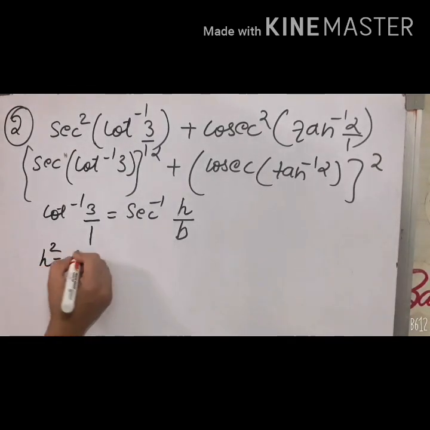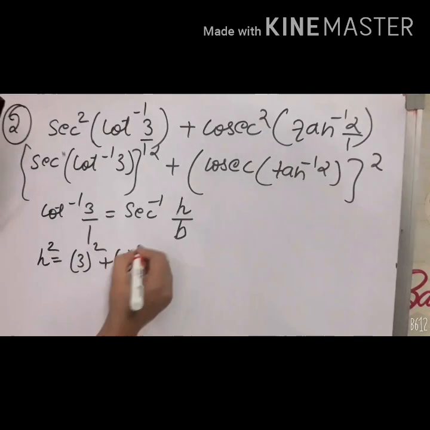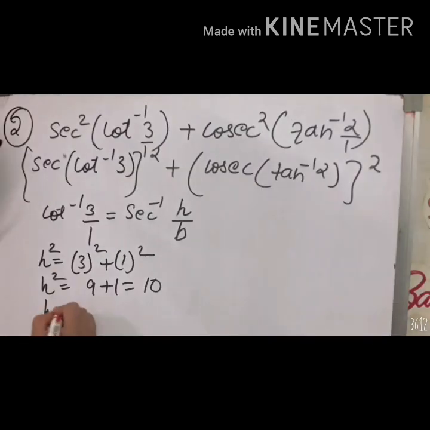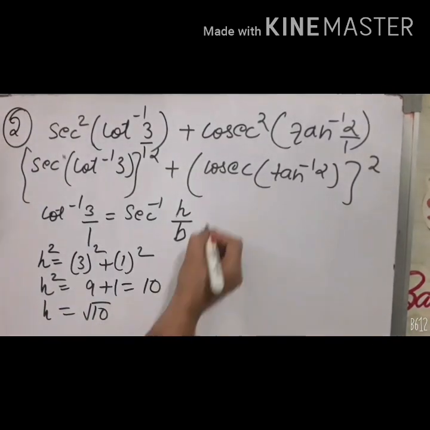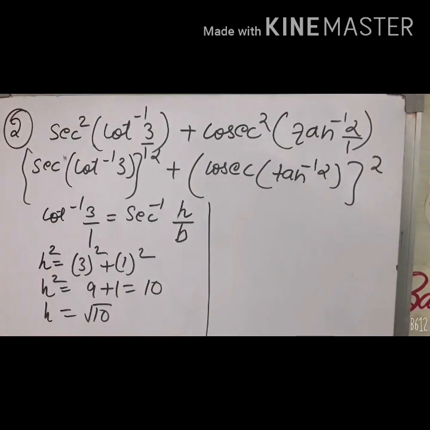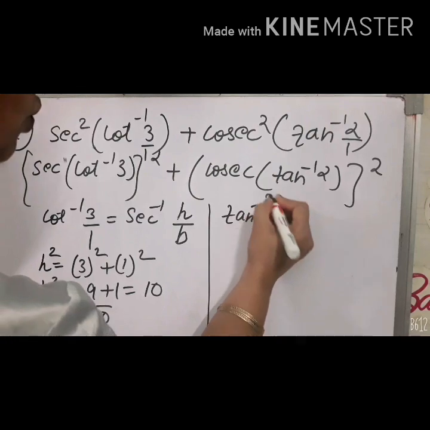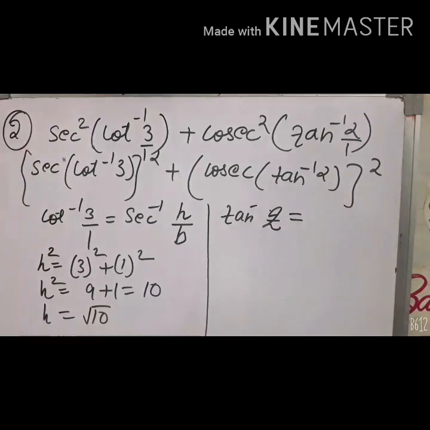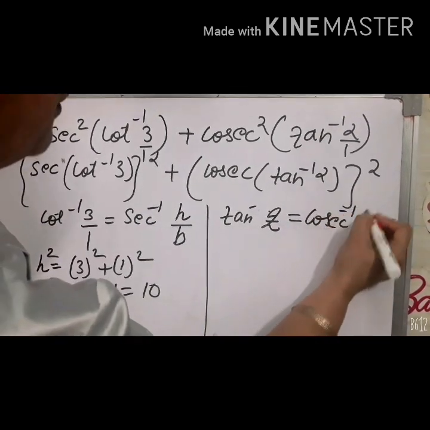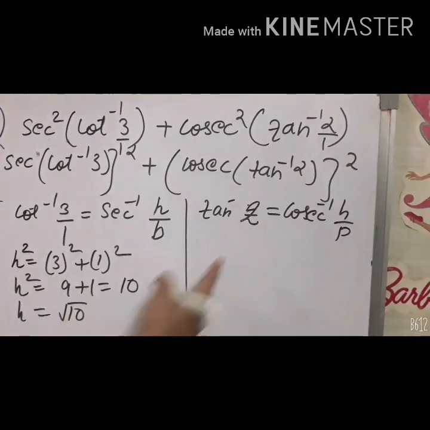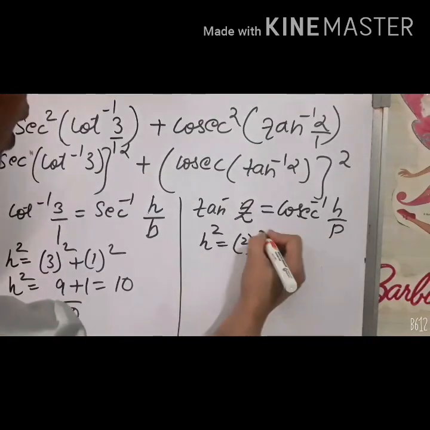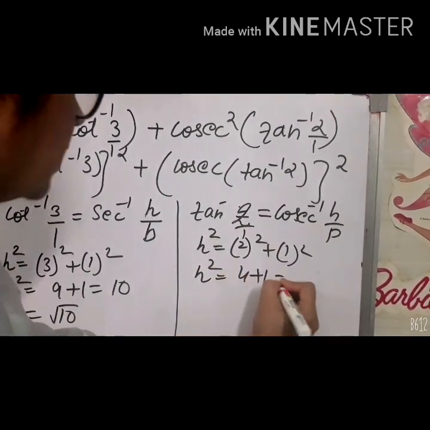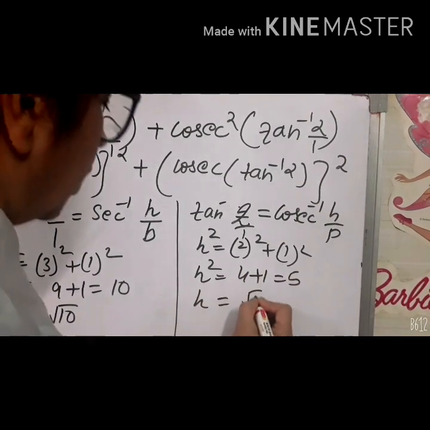Now, h² = 3² + 1², h² = 9 + 1 = 10, h = √10. I will make one line here to make this also parallel. So, tan⁻¹2 is equal to cosec inverse of h/p. Perfect. Now, h² = 2² + 1², because down is 1. h² = 4 + 1 = 5, h = √5.